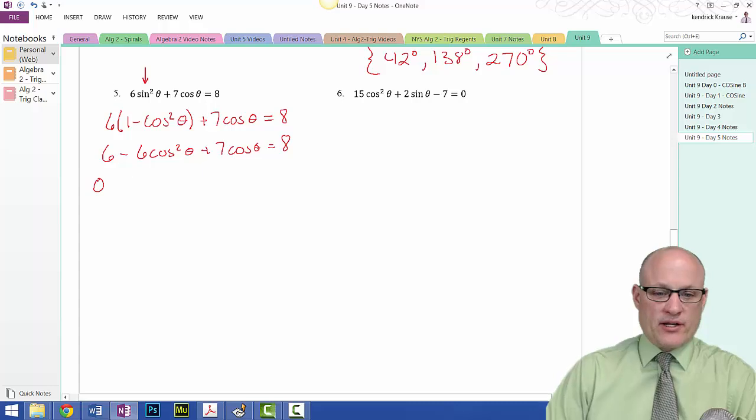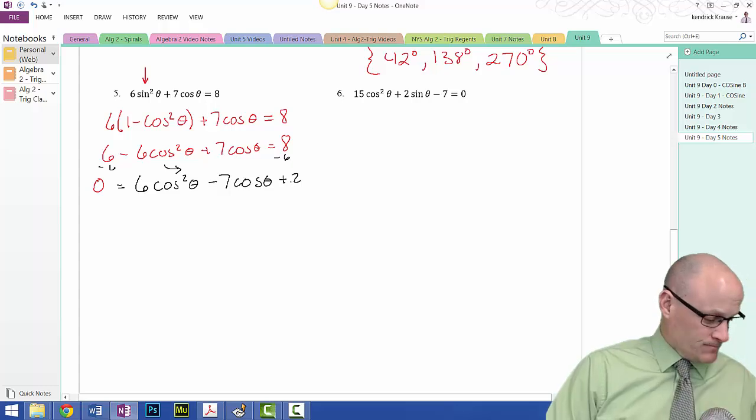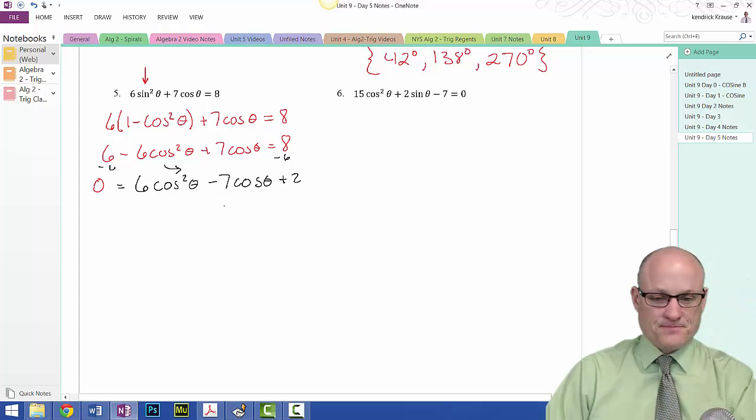I'm going to move everything to the other side. Let me get my other color. So I'm going to move this over to the other side. So it becomes positive 6 cosine squared theta minus 7 cosine theta. And when I subtract this 6 and I subtract this 6 and bring it over, I get plus 2. Let's make sure that looks like what I have over here. That looks pretty good.